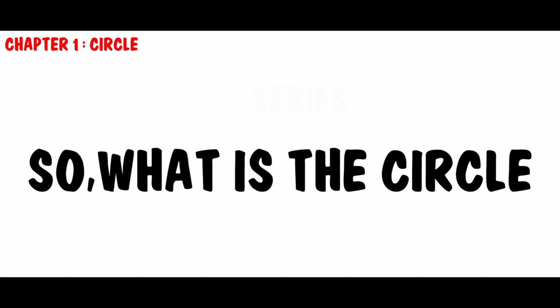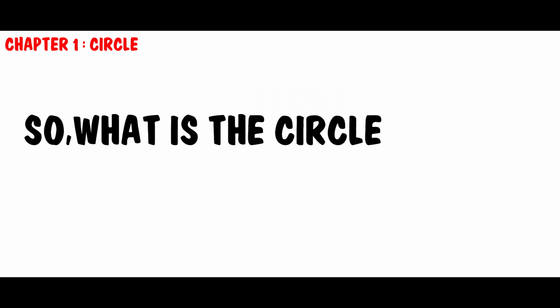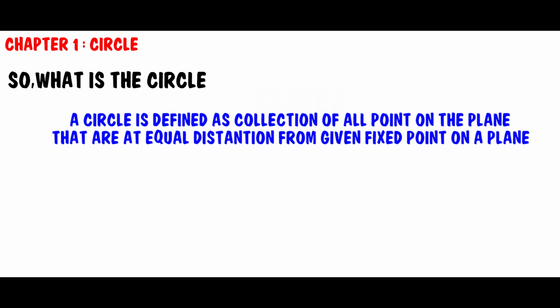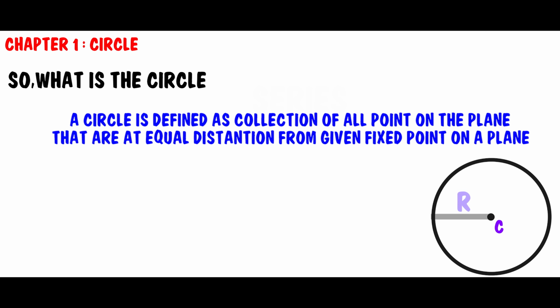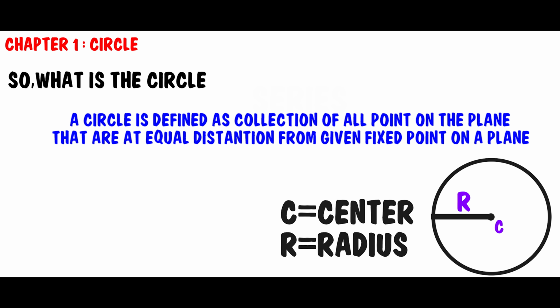First of all, we will learn what a circle is, so we will read the circle definition. A circle is defined as the collection of all the points on a plane that are at equal distance from a given fixed point on the plane. This is the circle that you can see here. The fixed point is the center, and the equal distance they are talking about is the radius. So this is your circle.